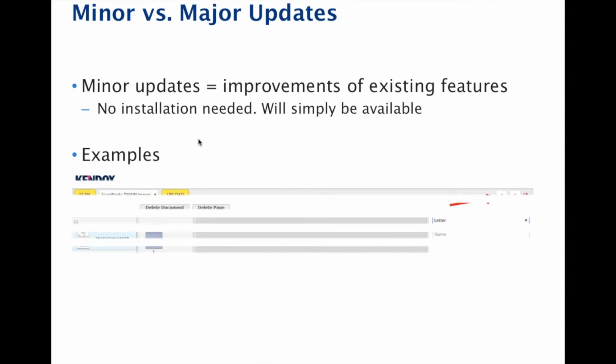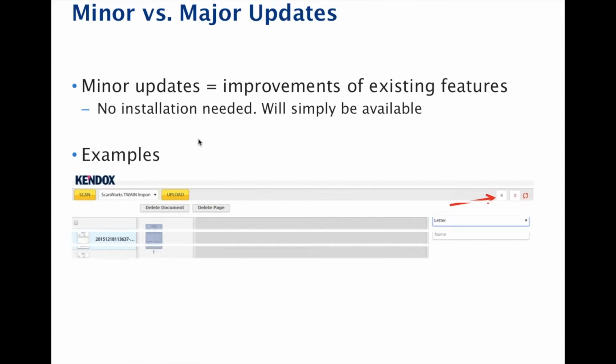This is a product update session, so let's talk just briefly about updates, minor versus major updates in particular. There are minor updates. They will just happen. These are improvements of existing features, so no installation is needed. It will simply be available once a user uses a CumulusPro product. Major updates, on the other hand, will be announced as I'm announcing the process designer today, and there'll be further announcements as we go through the year.